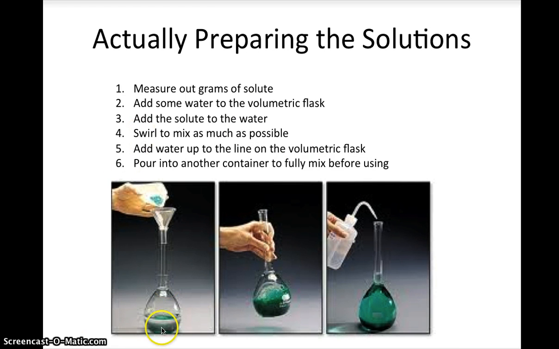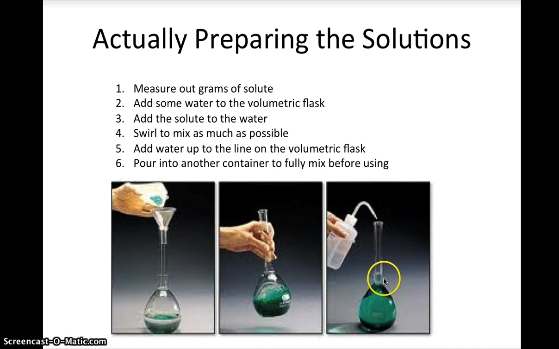So we're going to put some water in the bottom, and then you're going to add the solute to that water. That just allows it to mix easier. If you put the salt directly on the bottom, sometimes it's hard to get it all to dissolve because it will stick to the bottom. Then you swirl it to mix as much as possible, and then you'll add water up to that final volume so your meniscus is right at the calibration mark.